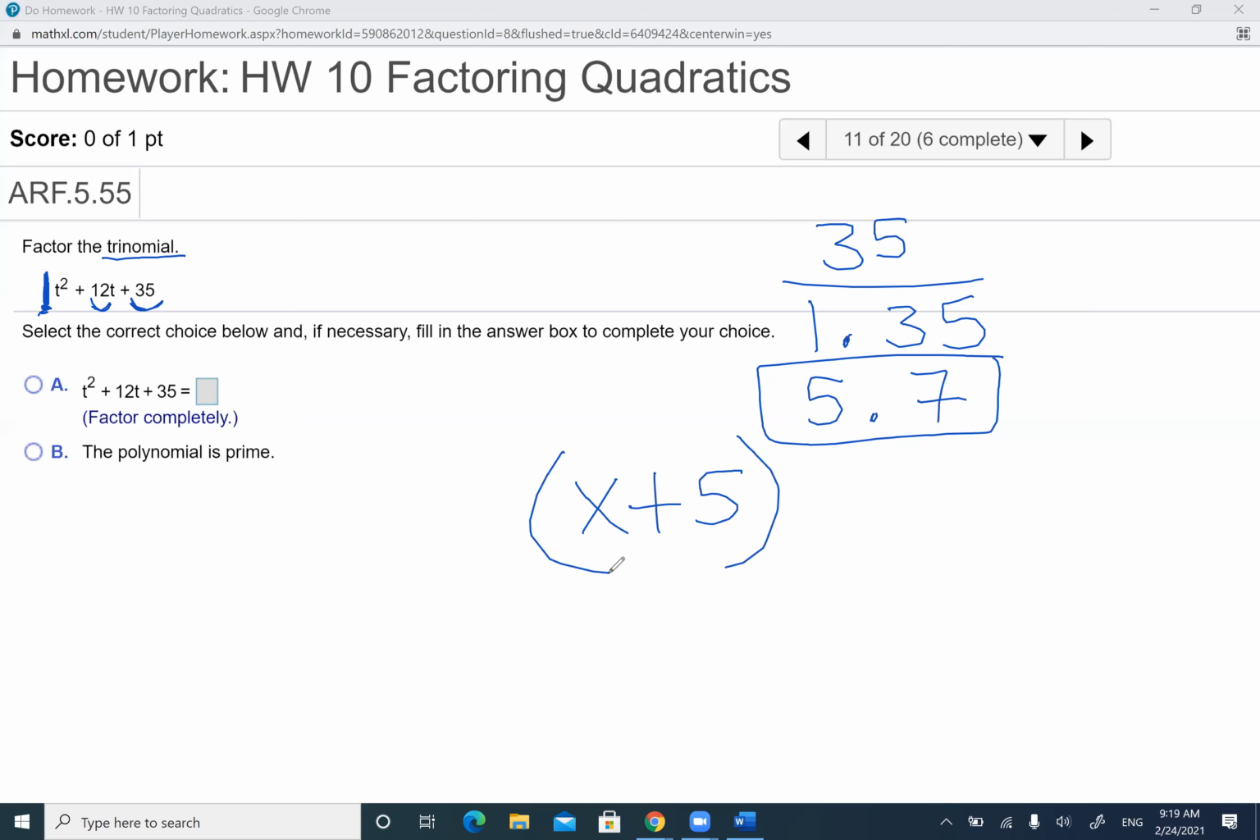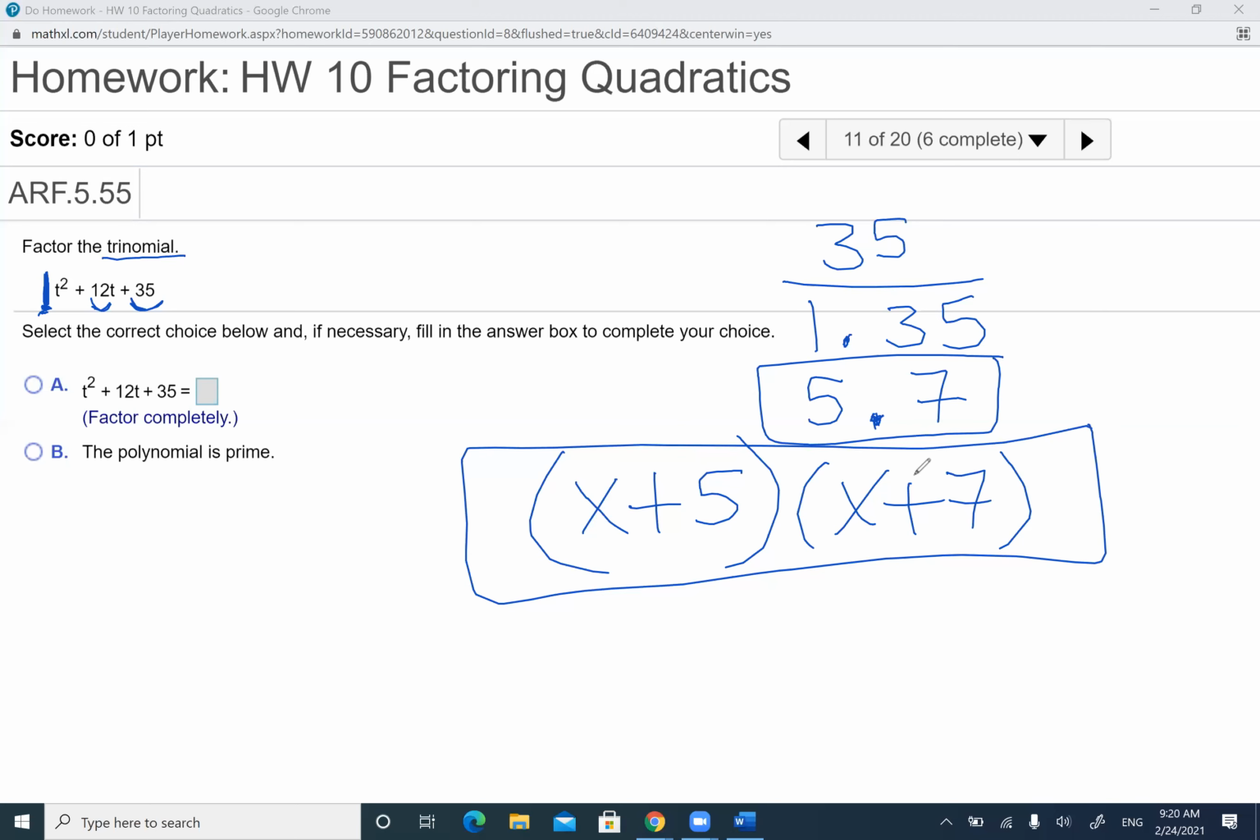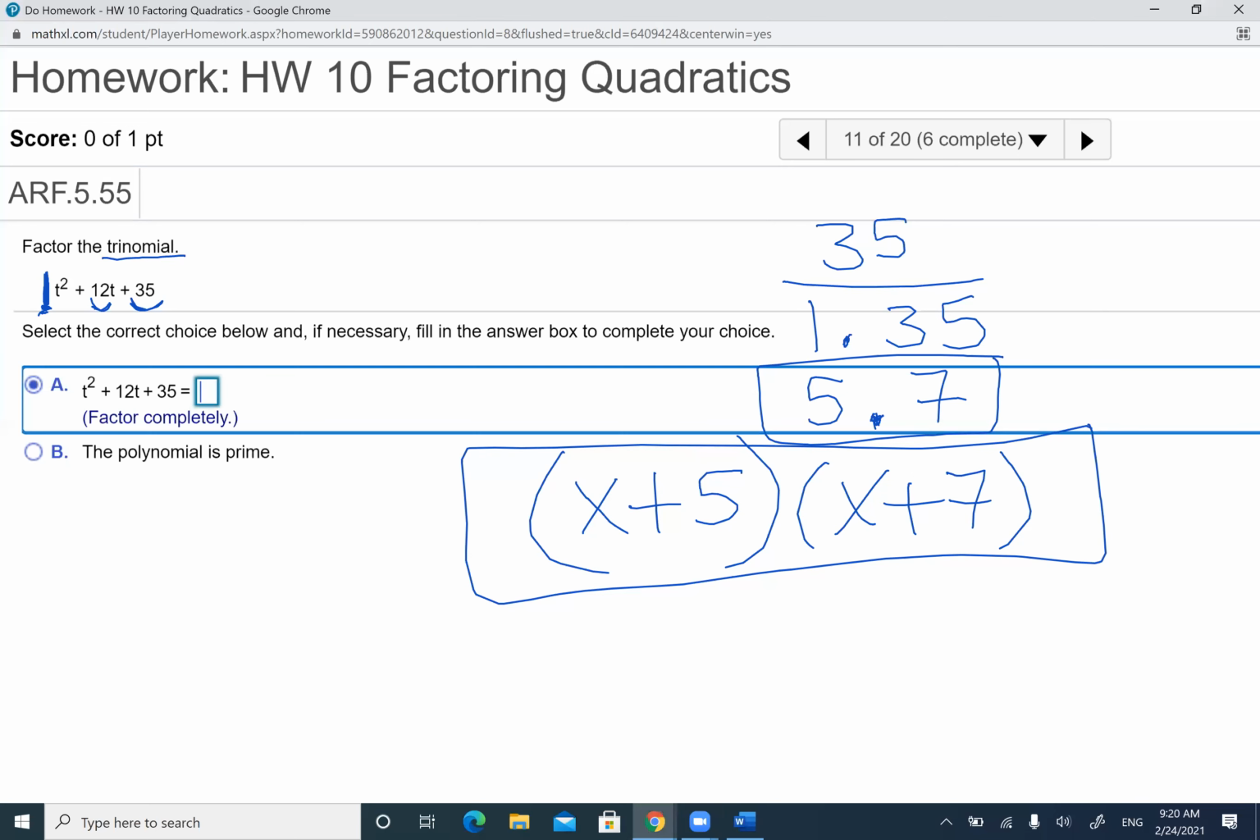So you need to get all the factors of the last number, and see which two of those add up to the middle number. And using those two numbers, you're going to just put x next to them, and that's your factor form. Okay, so you're going to get x plus 5 and x plus 7.